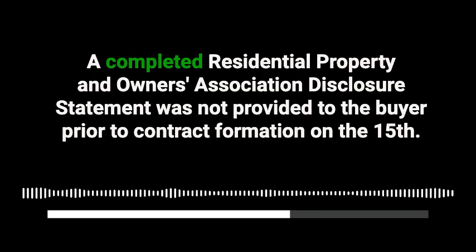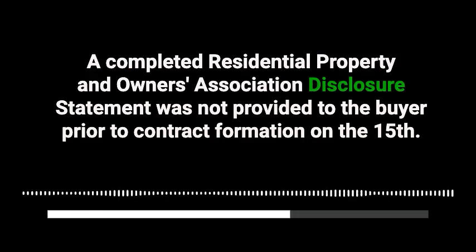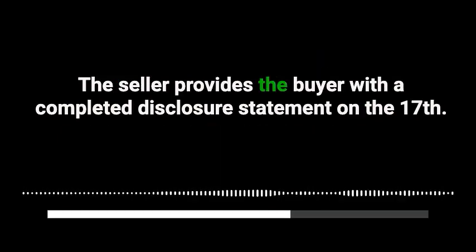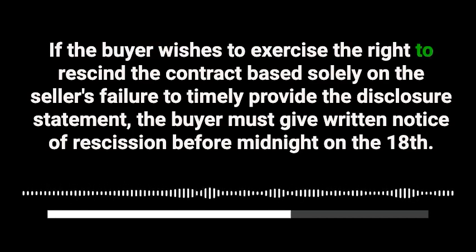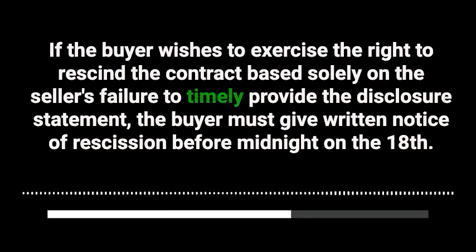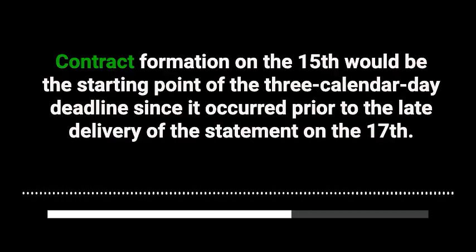Example: a completed Residential Property and Owners' Association Disclosure Statement was not provided to the buyer prior to contract formation on the 15th. The seller provides the buyer with a completed disclosure statement on the 17th. If the buyer wishes to exercise the right to rescind the contract based solely on the seller's failure to timely provide the disclosure statement, the buyer must give written notice of rescission before midnight on the 18th.